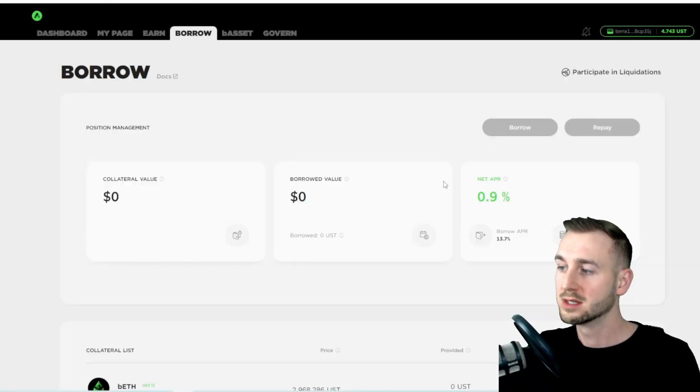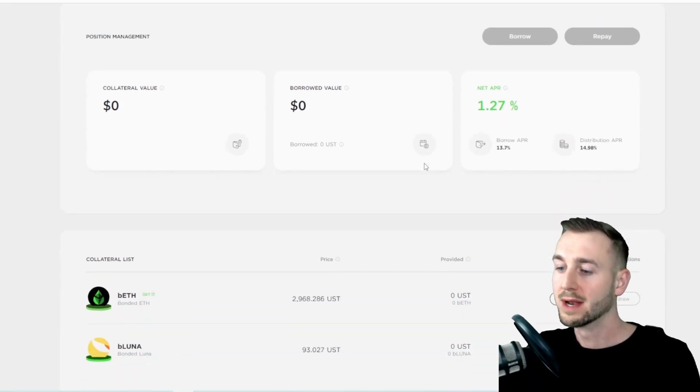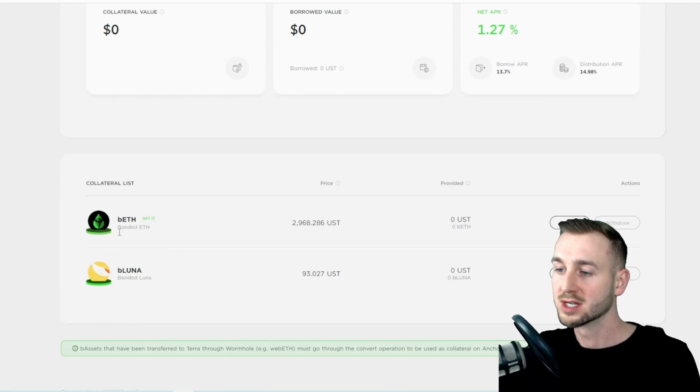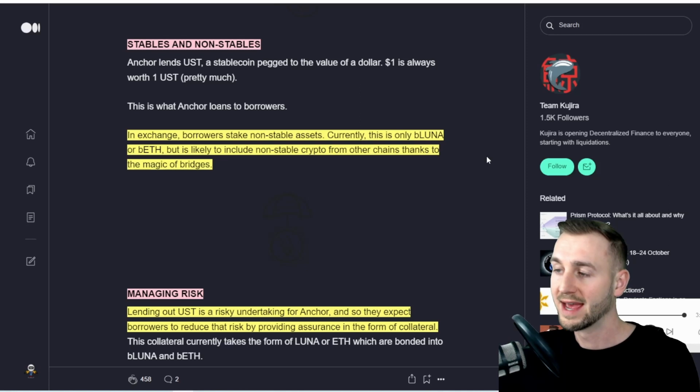What does Kujira do? Essentially, this allows you to bid on liquidations of Anchor loans. So as you know, over on Anchor, currently the collateral list is just bonded ETH and bonded LUNA. So people are essentially parking their ETH and their LUNA here. They want to retain ownership of those assets, but they want to unlock some value and make the money work for them. So when they do this, they have a loan to value ratio, and they must ensure that their collateral is maintained above that threshold.